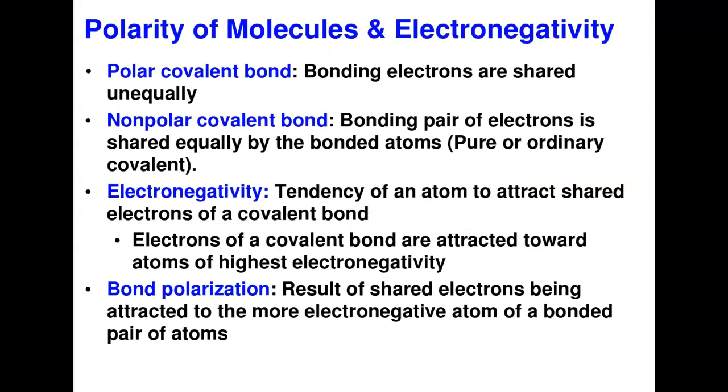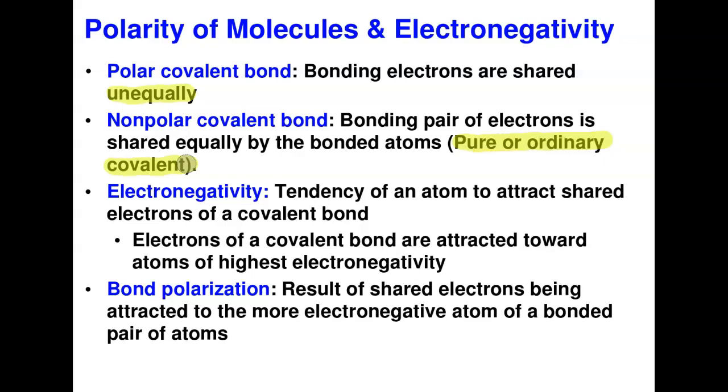First of all, remember, when we talked about the two types of covalent bond, the polar covalent bond and the non-polar covalent bond. Both types of covalent bonds involve the sharing of electrons. But in a polar covalent bond, the sharing of electrons is unequal, whereas in a non-polar covalent bond, the sharing of electrons is equal. The bonding pair of electrons that is shared between the two atoms involved is shared equally. In fact, this type of bonding is also called pure or ordinary covalent bond. So any non-polar molecule will have this kind of bond.